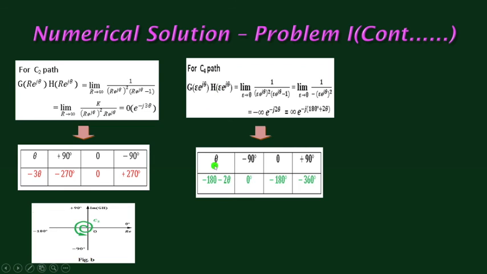For the C4 path, theta varies from minus 90 to 0 to plus 90. Then the angle is minus 180 minus 2 theta. If theta is minus 90, putting it here, we get this value as 0. If theta is 0, the answer is minus 180 degree. If theta is plus 90, the answer is minus 360 degree.